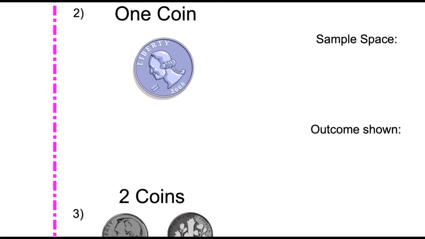The sample space of flipping one coin: heads, tails.